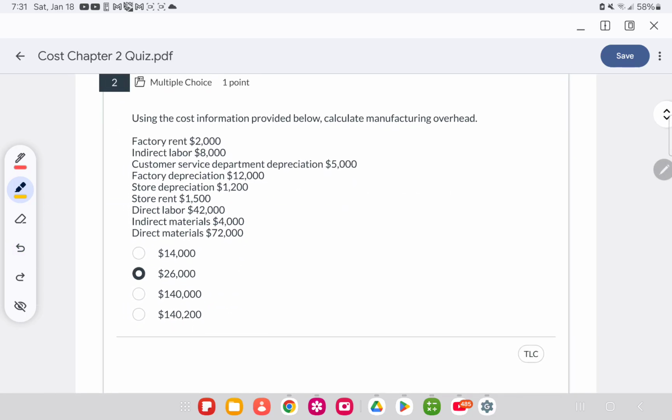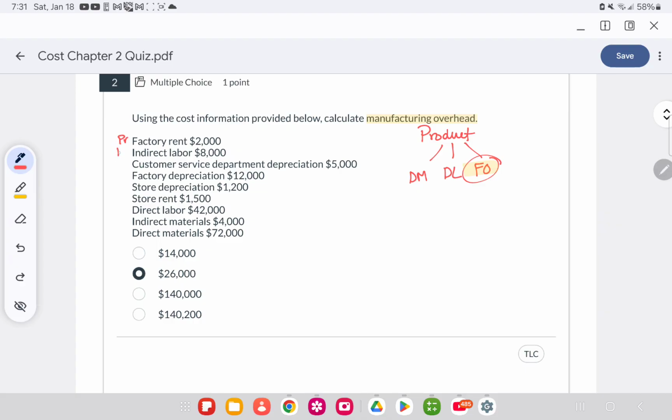Number 2, they're asking for us to calculate all of the manufacturing overhead. Remember, product cost is direct materials, direct labor, and factory overhead. So manufacturing overhead is the same thing as factory overhead. What they want us to grab is everything that's considered factory overhead. First things first, for good practice, let's go down the list and determine what's a product cost. This one's a product cost.